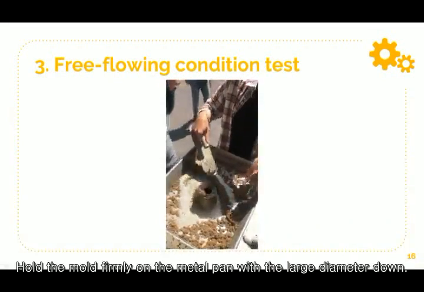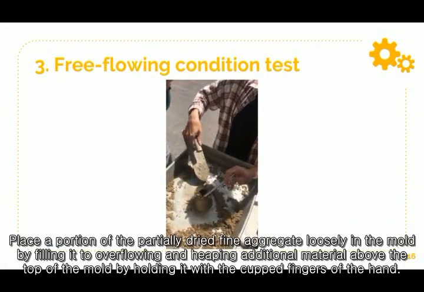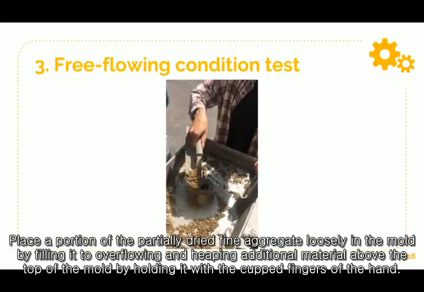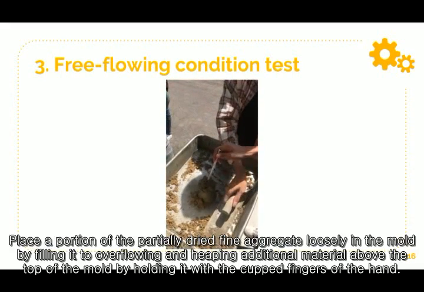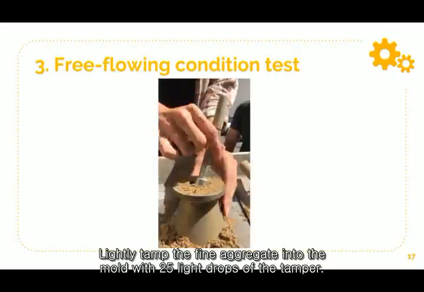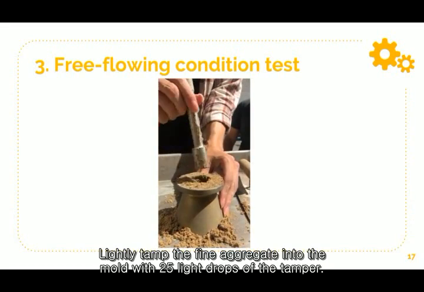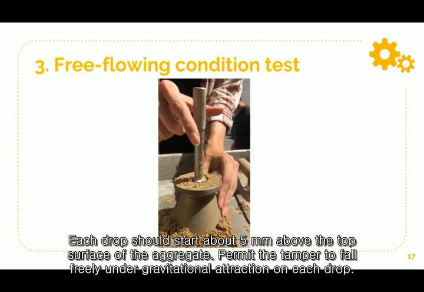Hold the mold firmly on the metal pan with the large diameter down. Place a portion of the partially dry fine aggregate loosely in the mold by filling it to overflowing and heaping additional material above the top of the mold by holding it with the cupped fingers of the hand. Lightly tamp the fine aggregate into the mold with 25 light drops of the tamper. Each drop should start about 5 mm above the top surface of the aggregate. Permit the tamper to fall freely under gravitational attraction on each drop.